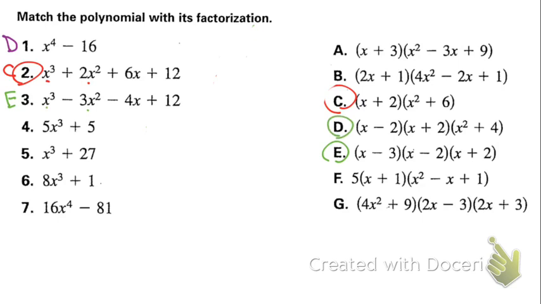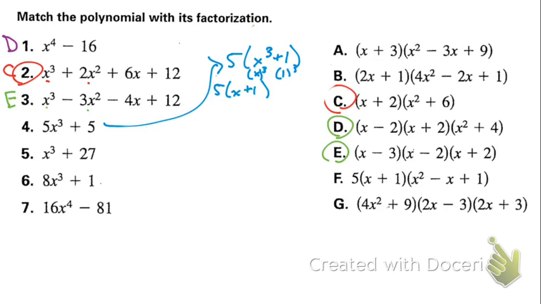Okay, next up. Here, I can take out a 5. When I take out that 5, I'm left with x to the third plus 1. Well, there's a sum of 2 cubes right there. So that means the 5 is going to stay. This came from x to the third, and this came from 1 to the third. So it's going to be x plus 1. Don't forget, same, opposite, positive, then x squared, 1x, and 1. Now, it's not going to match up exactly because of that. Which one should that match up with? I believe F. Yeah, that one's done in the books.